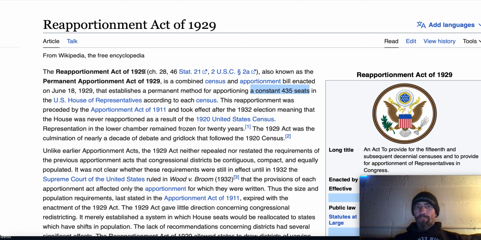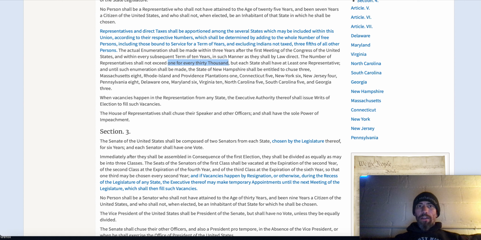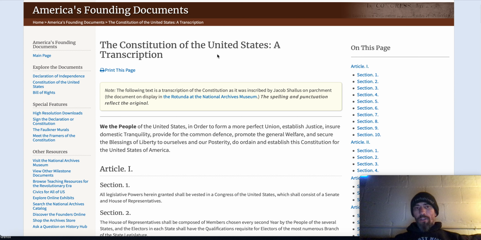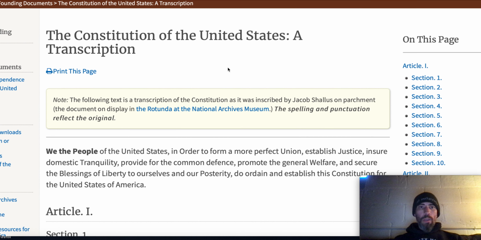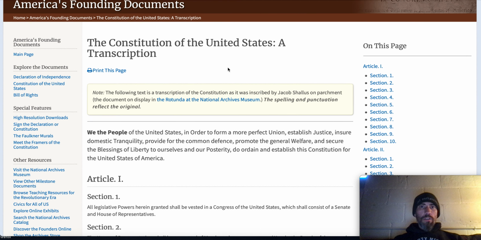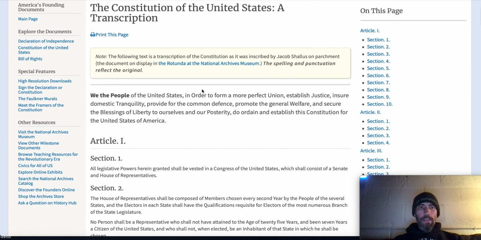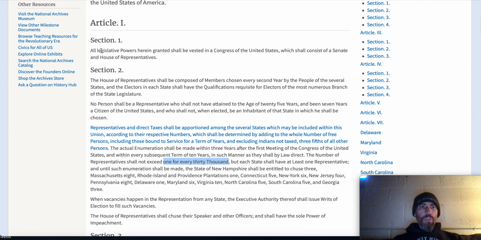That was in 1929. So if we just think about this for a minute, here is the original Constitution, the Constitution of the United States, a transcription from archives.gov, the National Archives. Article 1, Section 1. We're talking about the legislative powers being given to a Congress of the United States, and that Congress is divided into two bodies, a Senate and a House of Representatives. We're going to focus on the House of Representatives because that is our largest body of representation in the United States. If we're going to be called a representative republic, we have to look at the House of Representatives.